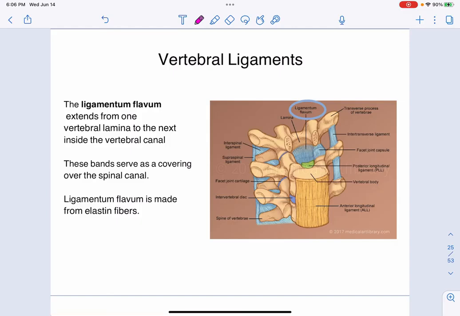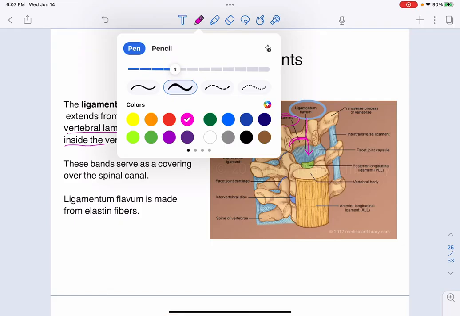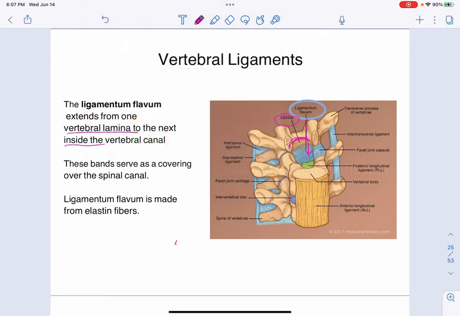And then on the other side of the vertebrae, so more toward the lamina region of the vertebrae here, there is a ligament called the ligamentum flavum. And this ligament is extending, so that's what's in blue here. It's extending from one vertebral lamina to the next inside the vertebral canal. So this is also going to support and help maintain the structure of the vertebral column.